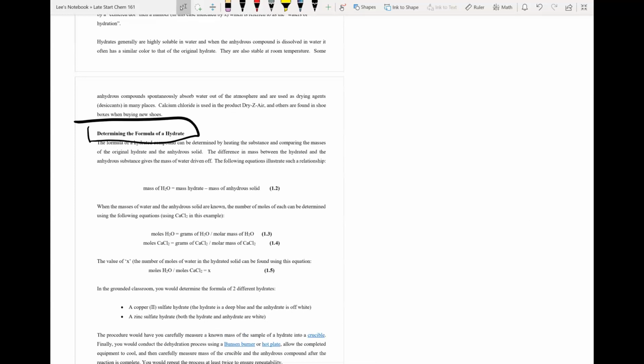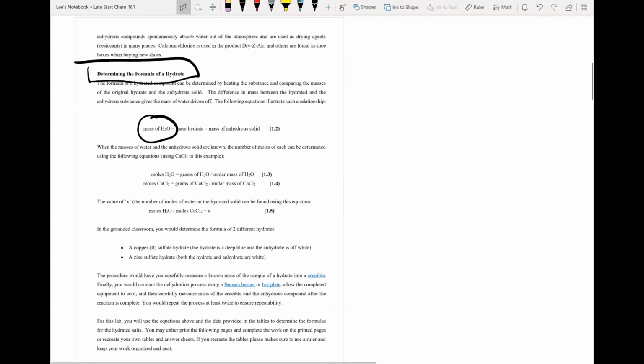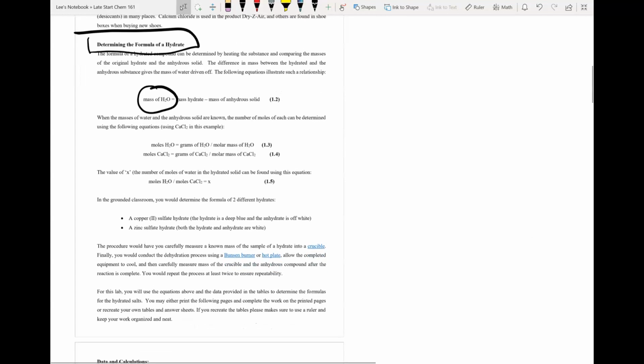The first thing we're going to do is calculate the mass of water that was lost. That's not that difficult. You take the mass of the hydrate, and from that you subtract the mass of the anhydrous compound. Then we're going to convert that mass of water into moles. That's pretty easy. You just take the grams of water that was lost and divide it by the molar mass of water, which is 18.02 grams per mole.